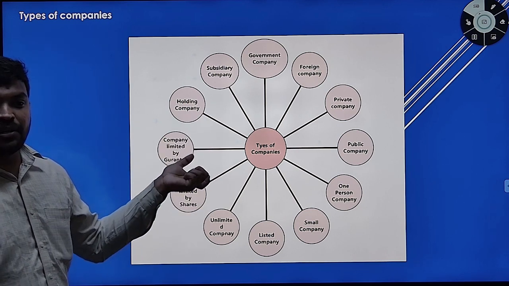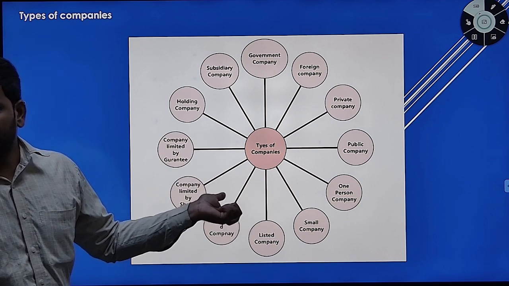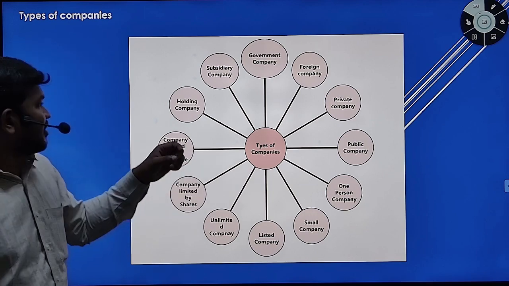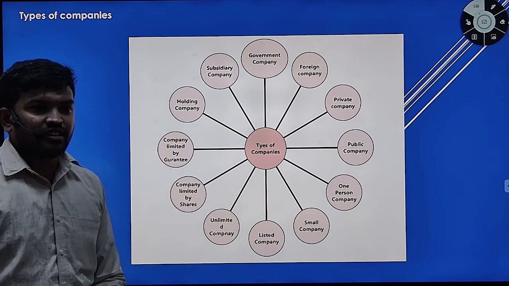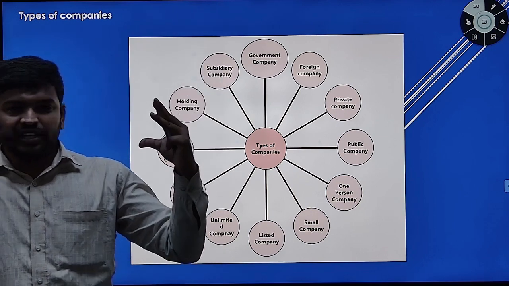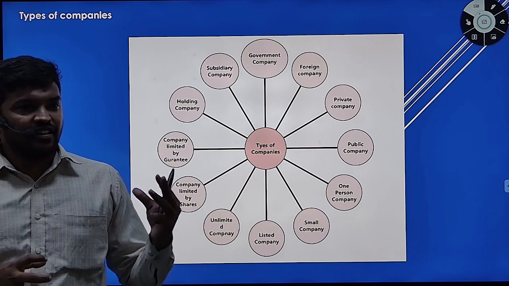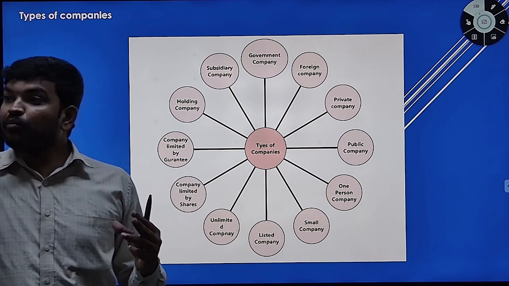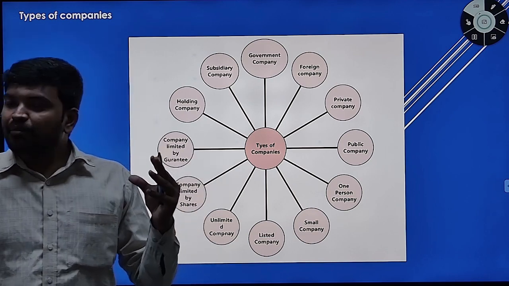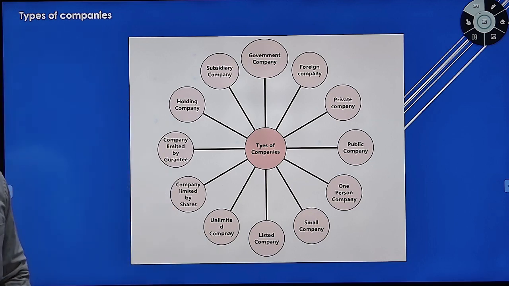Guarantee. In place of shares, the owners give guarantee. Guarantee in the sense, some bank guarantee. Yes? Holding company. One company is holding more than 51% in another company. This company is called holding, this company is called subsidiary. Understanding? One company is holding more than 50% of the share capital of the other company. This company is called holding, this company is called subsidiary. Understood? Clear? Just for knowledge.